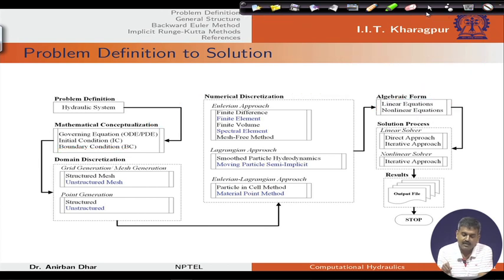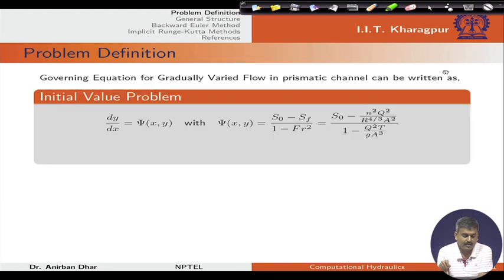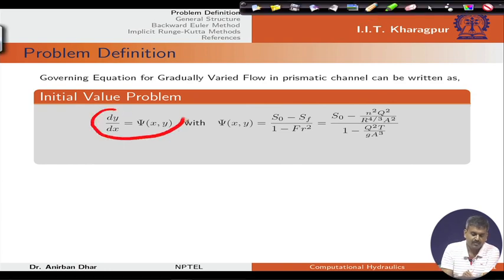Now, let us consider our basic problem statement. The governing equation for gradually varied flow in a prismatic channel can be written as dy by dx equals psi(x,y), with psi(x,y) equals S naught minus Sf over 1 minus Fr square, and in this case n is Manning's roughness and Q is the discharge. Obviously for a channel, maybe it is a specified discharge.